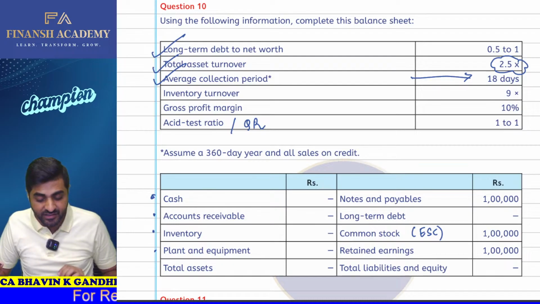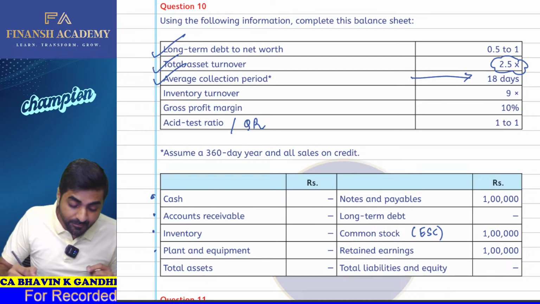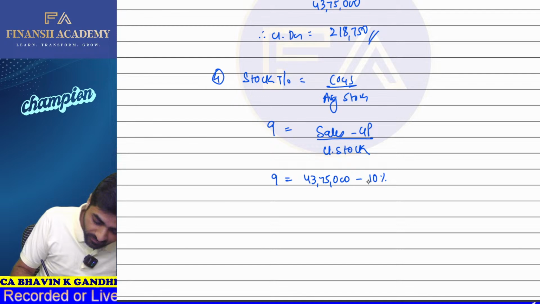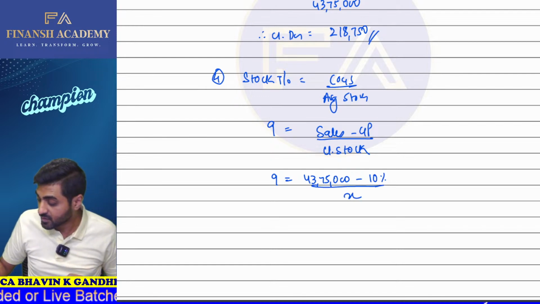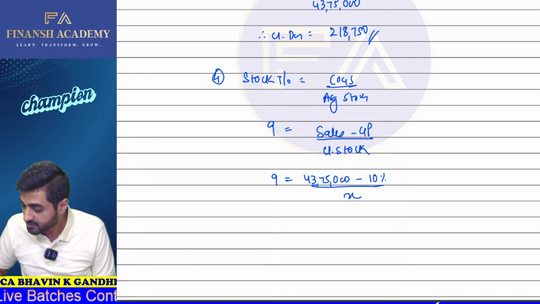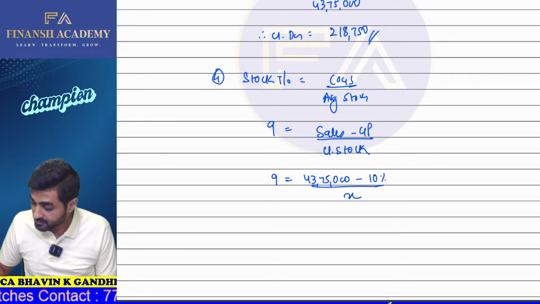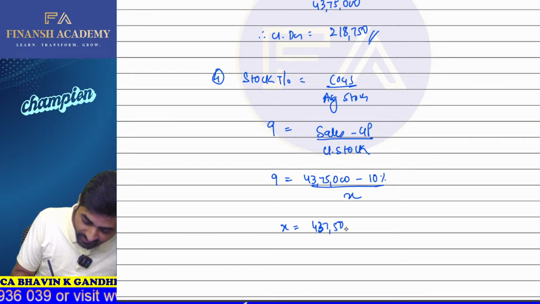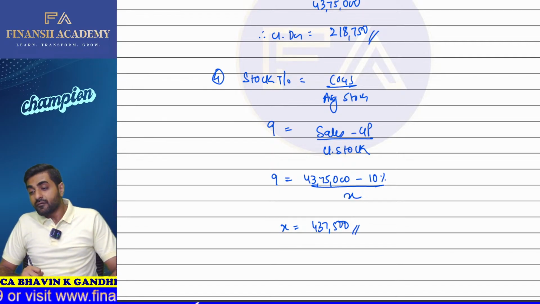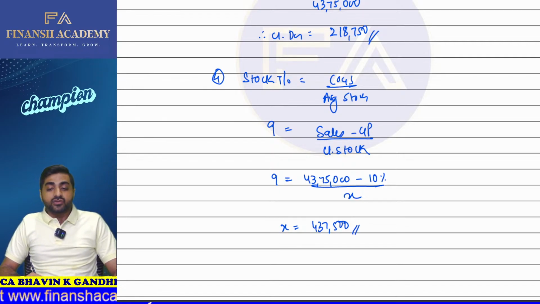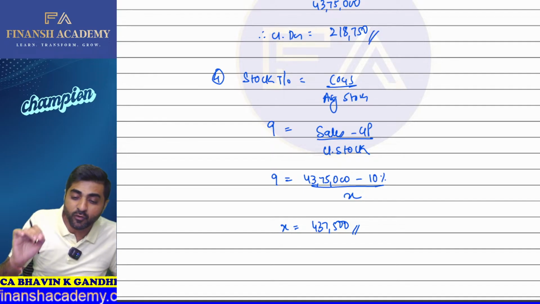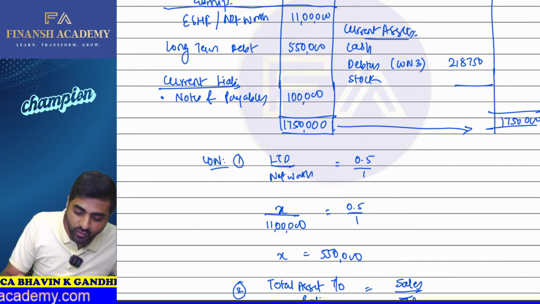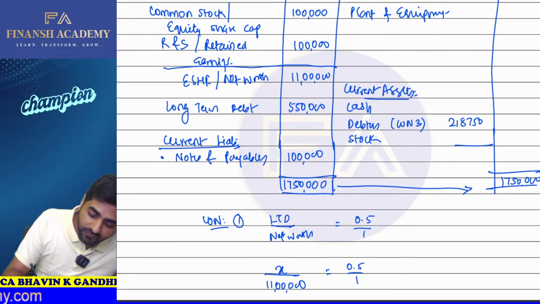And GP is how much percentage? So GP is nothing but 10%. So now this will be 43,75,000 minus 10%. Divide that by 9. 4,37,500. So now, my dear students, this 4,37,500, I can go and I can substitute here 4,37,500.